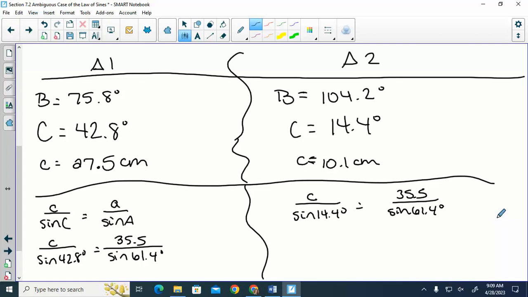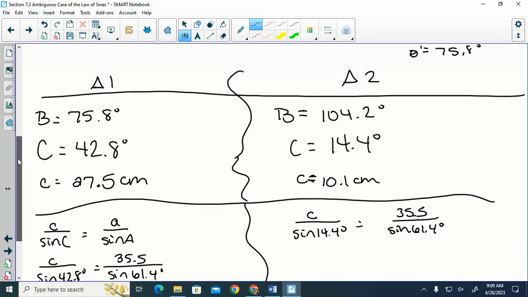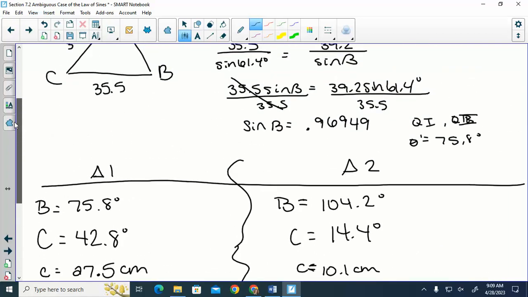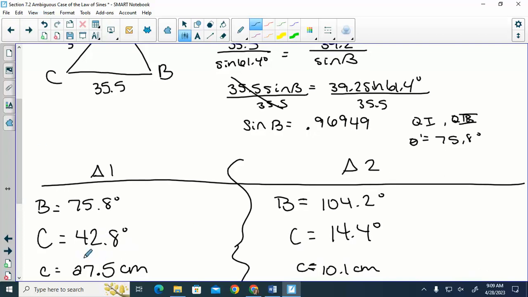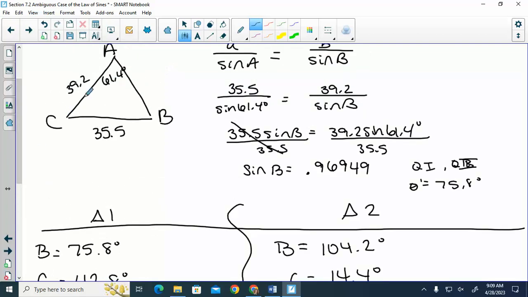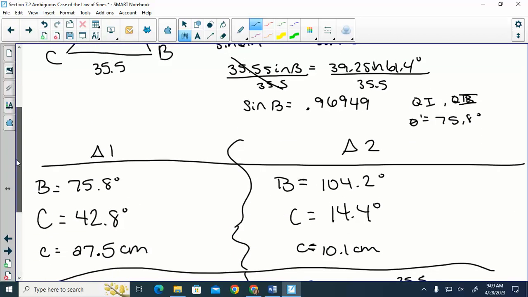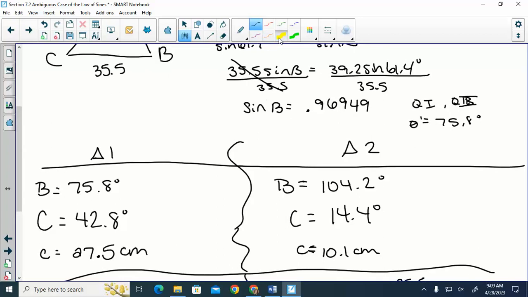Let's do a quick check to verify. In both of these triangles, would the biggest angle be across from the biggest side and the smallest angle across from the smallest side? So if I did this one, 27.5 would be my smallest side and C is my smallest angle. 39.5 is the biggest and B is my biggest angle. Second triangle, B is my biggest angle and biggest side. C is the smallest angle and the smallest side. So in this case, we have two possible solutions. Two different triangles would work for that original information.